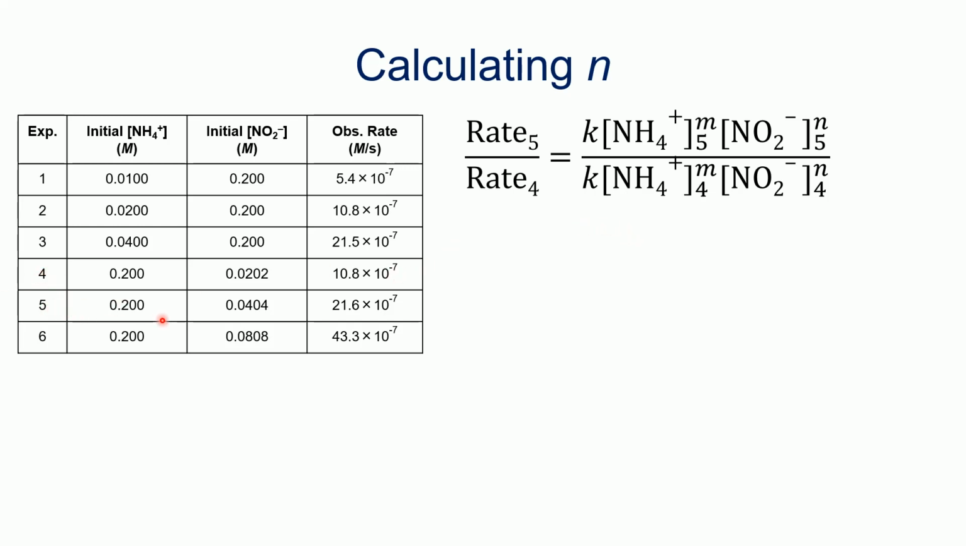We just have to pick two of those experiments in order to figure out n, and we're going to pick experiments 4 and 5. I usually put the larger value up on top, although you don't have to do that. It'll still work if you did it rate 4 over rate 5. But let's go ahead and put those numbers in.